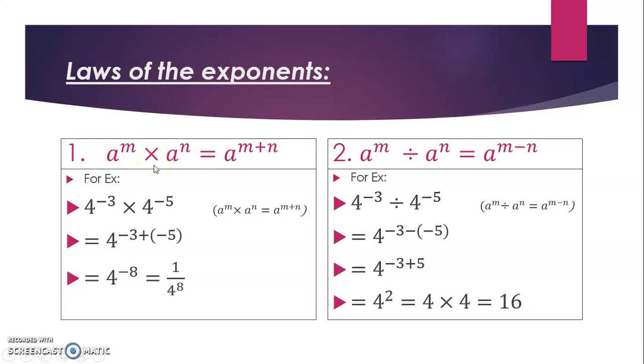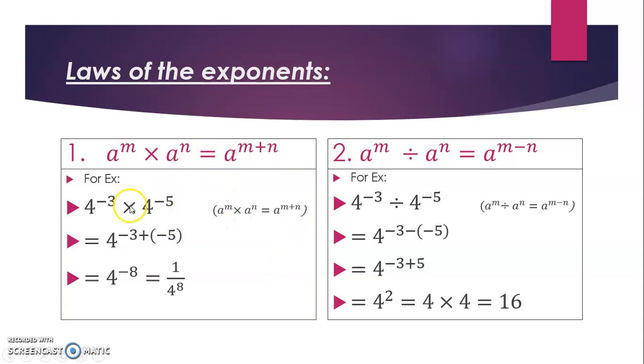This is the product law, where the bases are in multiplication, but you have to remember that the base has to be the same. In that case you can add the exponents. For example, 4 raised to the power minus 3 in multiplication with 4 raised to the power minus 5. The base 4 is the same, the exponents change, and there is a multiplication sign. So this follows law 1 of the exponents.